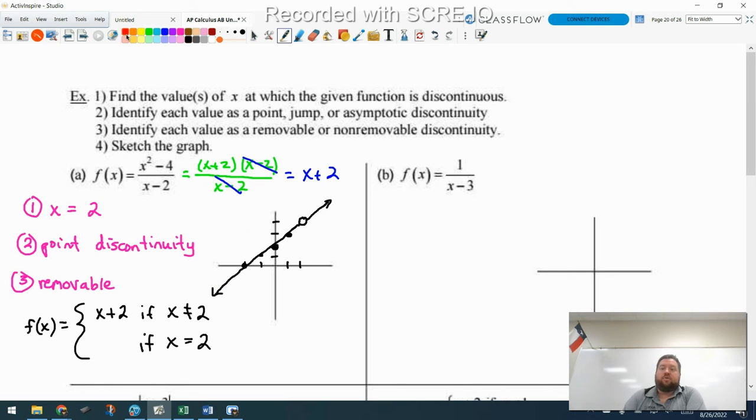To redefine the function to make it continuous, all we have to do is fill in that hole right there. If I were to fill in that hole, what would my y value have to be at x equals 2? Well, 2, 4 is the point. So we can redefine, when x is equal to 2, our function is equal to 4. That fills in the hole, which makes our function continuous, because now I can draw the whole thing without picking my pencil up off the paper.